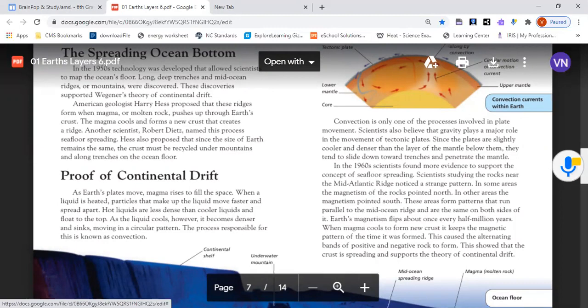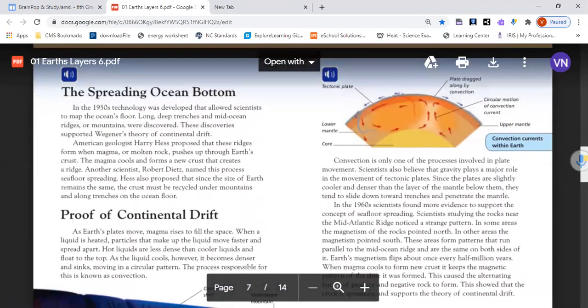As liquids cool, however, they become denser. So whenever a liquid cools, it becomes denser and sinks to the bottom. This pattern continues. It's a circular pattern. The process responsible for this is nothing but convection currents. Remember, we learned in sixth grade about conduction, convection, and radiation. Convection currents keep moving from high to low until things become stable.